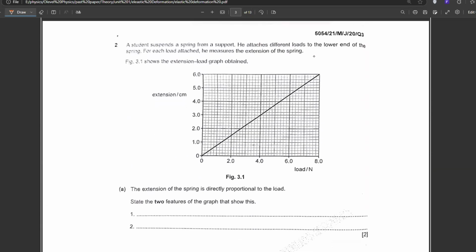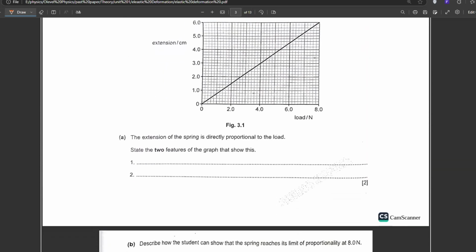A student suspends a spring from a support. He attaches different loads to the lower end of the spring. For each load attached, he measures the extension of the spring. Figure 3.1 shows the extension versus load graph obtained. The extension of the spring is directly proportional to the load. State two features of the graph that show this. Firstly, passing through origin, and secondly, it is a straight line.